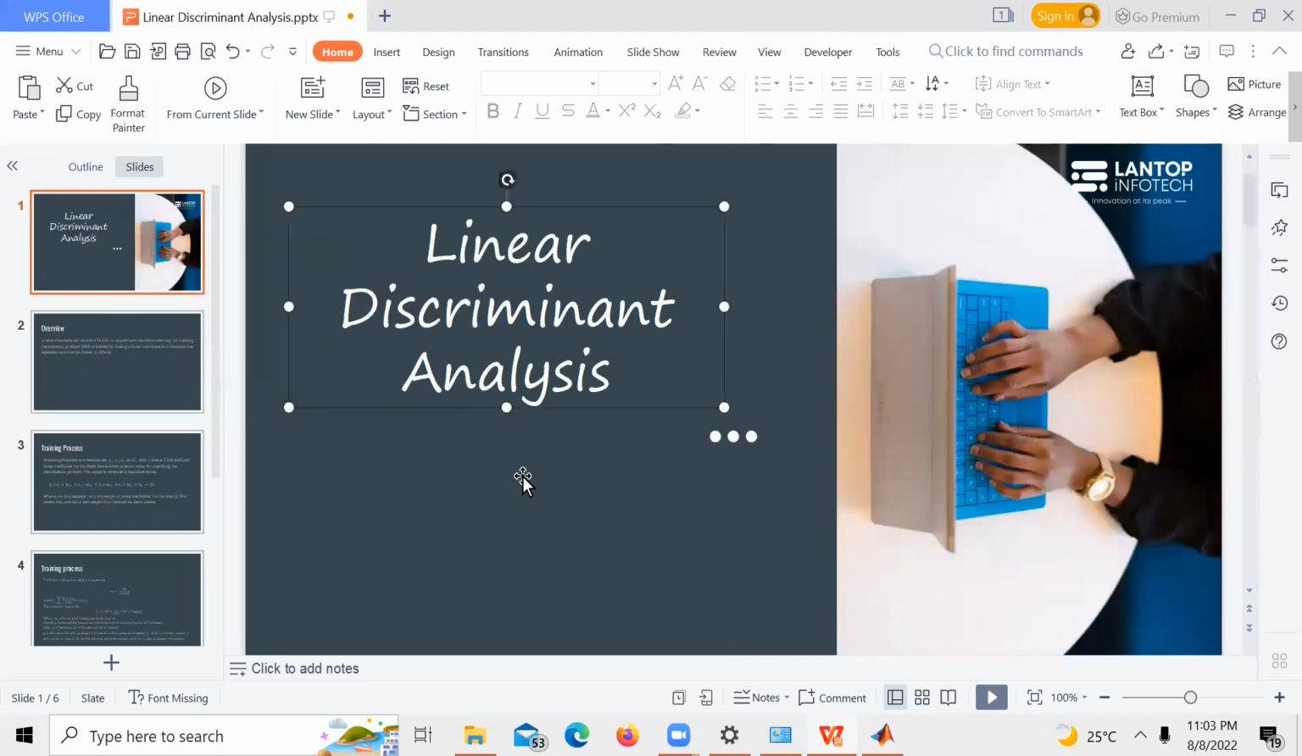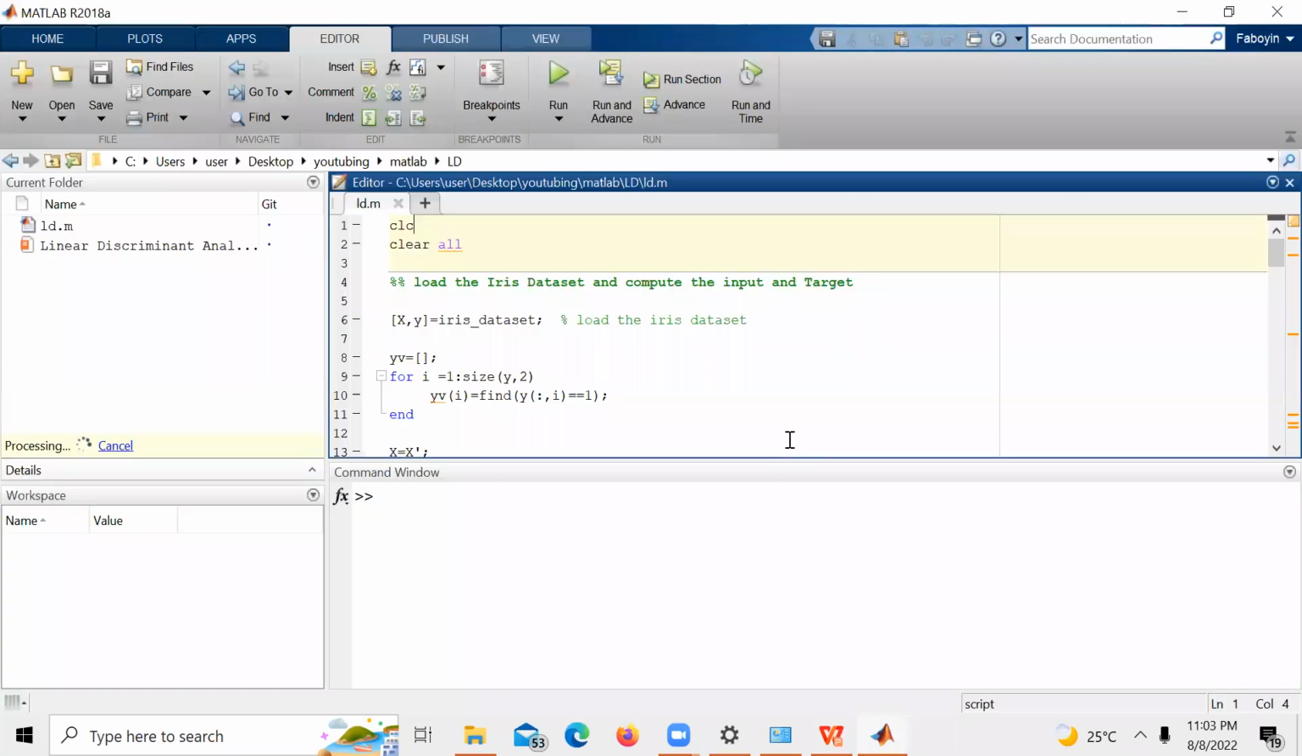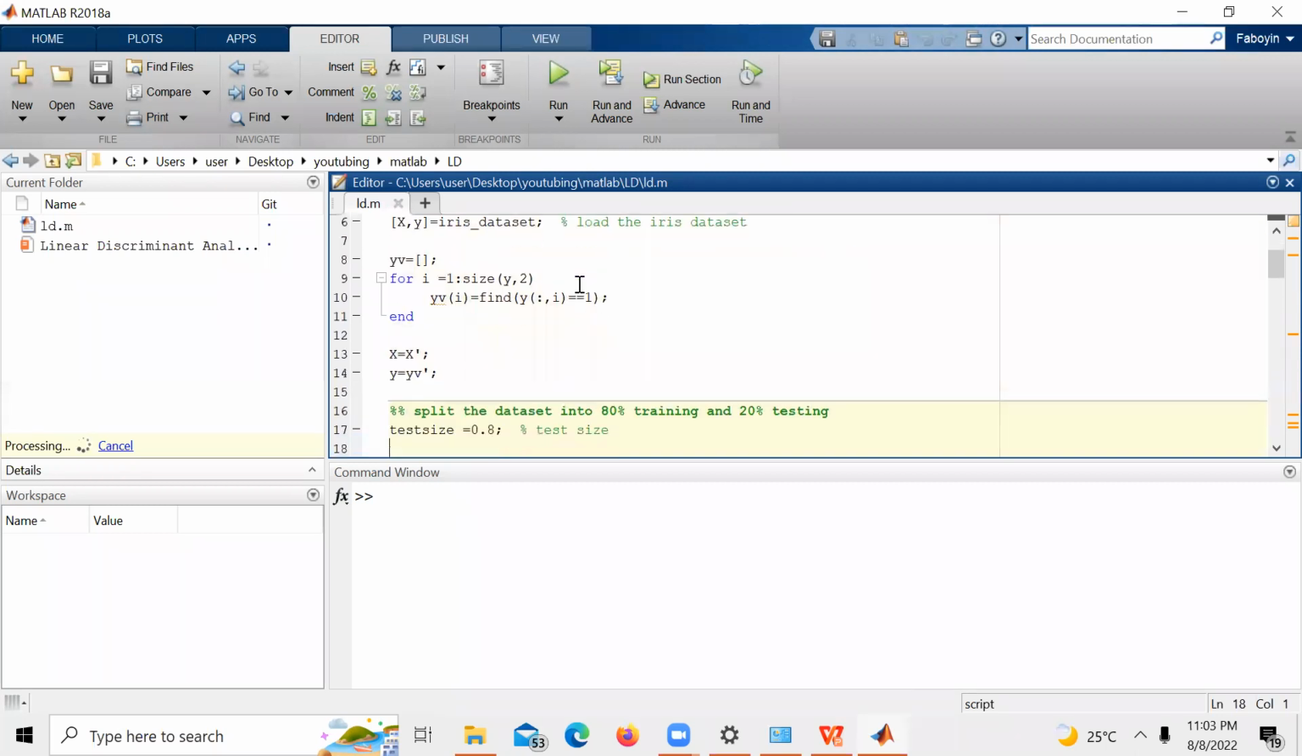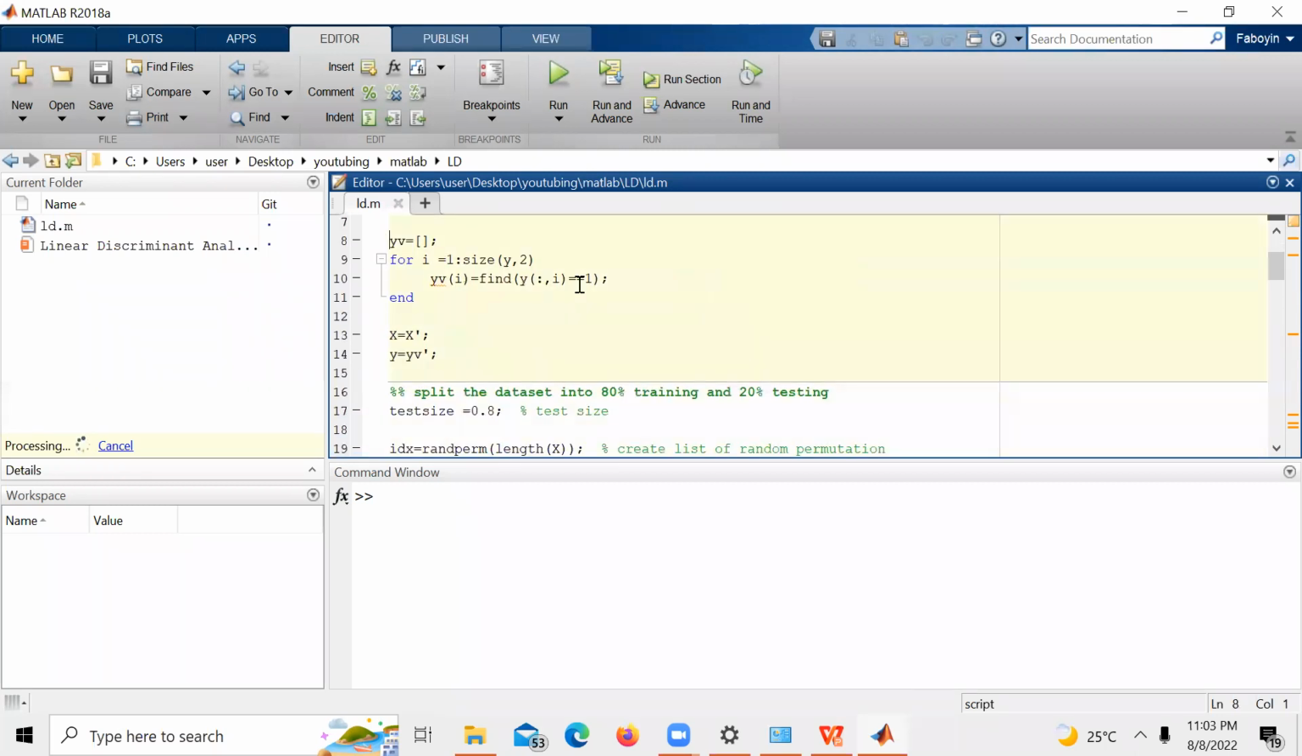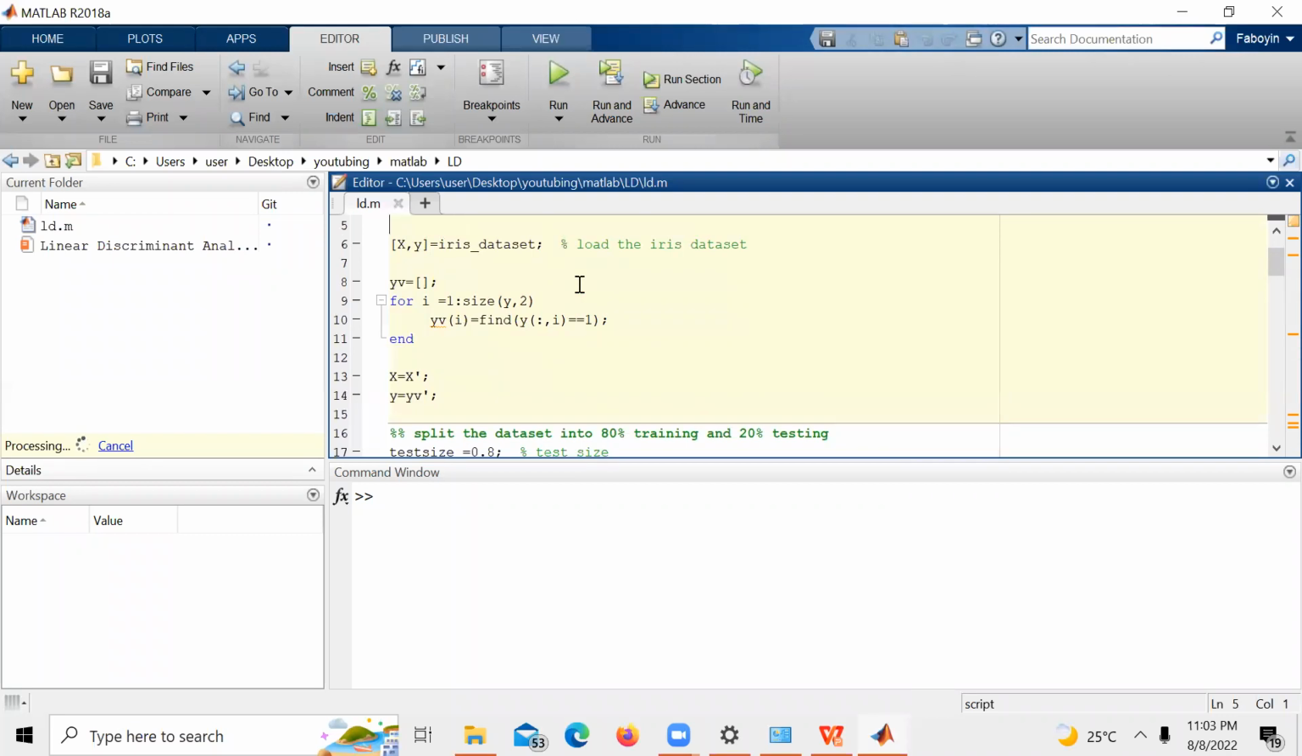So now let's move to Matlab to see the code implementation. These are Matlab code. You can see my Matlab code. I'm using the Iris dataset, which is from Matlab. I try to process it just to make sure that everything looks good. So I have a set of values x and y here. X is a record of 150 by 4 matrix.